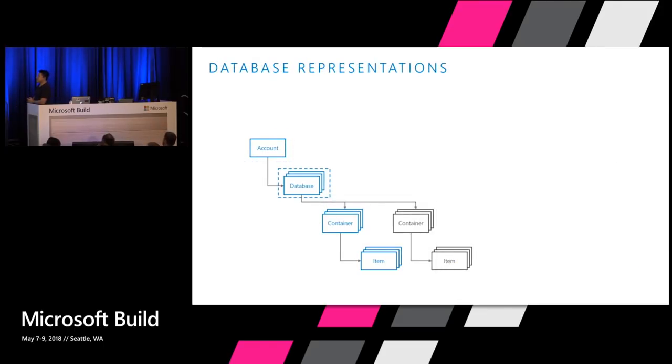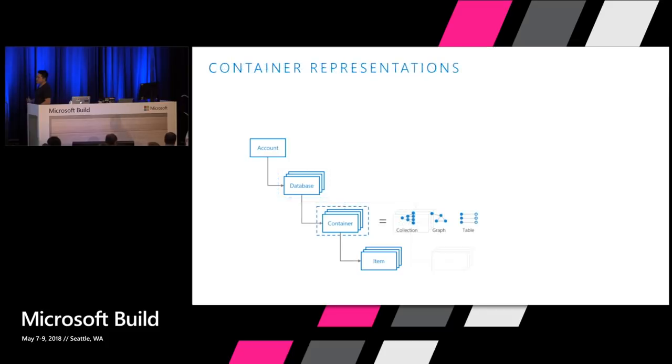Once you have your account provisioned, you can provision a database. A database will have a set of containers, and those containers in turn will store your data. What's interesting about the containers is that, depending on the different data models, we'll project them differently. So if you're coming in through a document-oriented data model, we'll likely call this container a collection. Meanwhile, if you're using our Gremlin API, this is a graph, and if you use our tables API, this is a table.